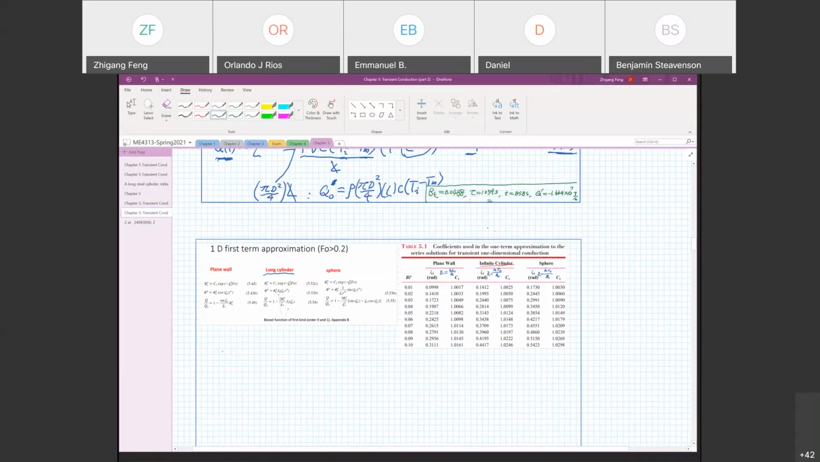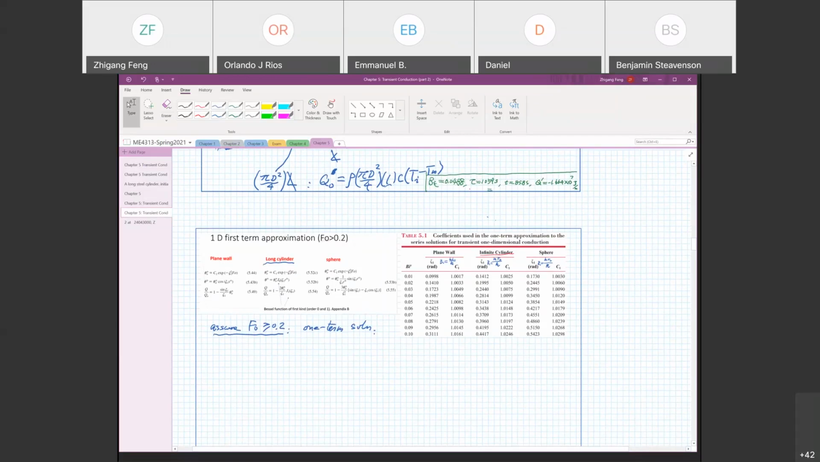Now, to simplify the solution process, let's assume the Fourier number to be greater than or equal to 0.2, so we can use the one-term solution. Okay, so this is the assumption. Right now we don't know the Fourier number, so later on, once we have found the Fourier number, we have to come back to check this assumption.